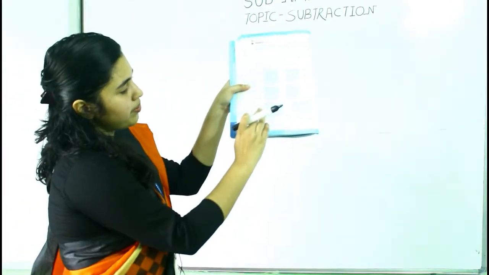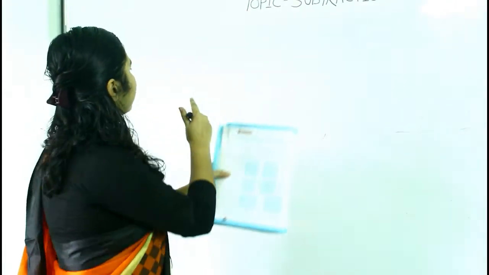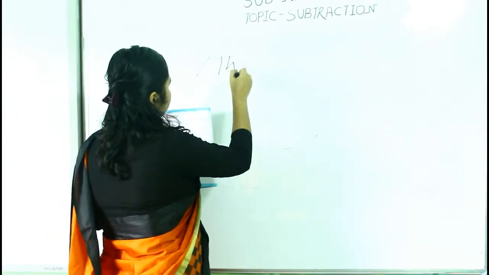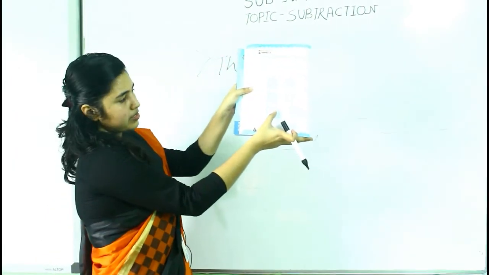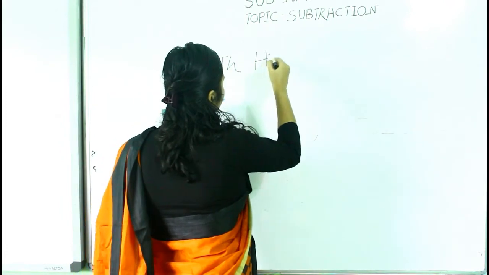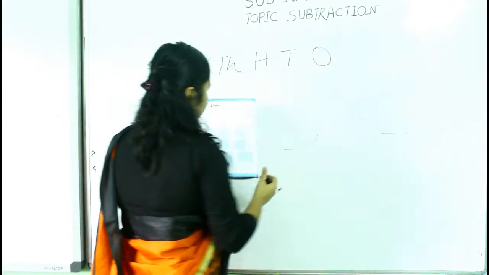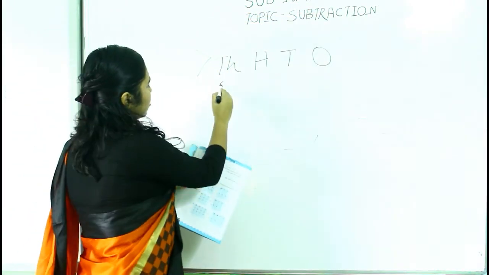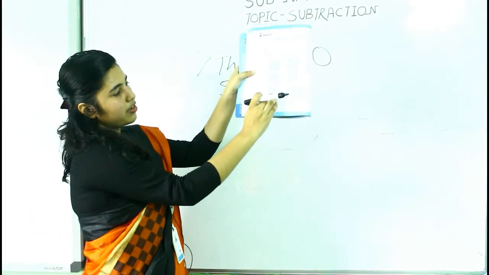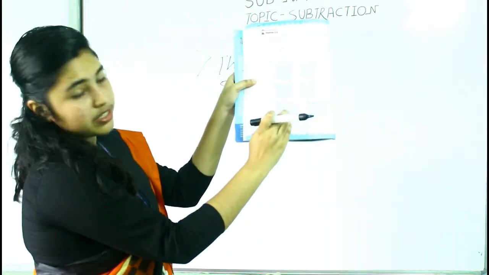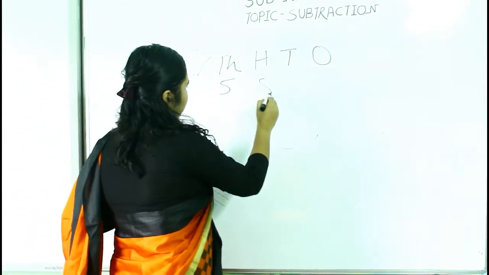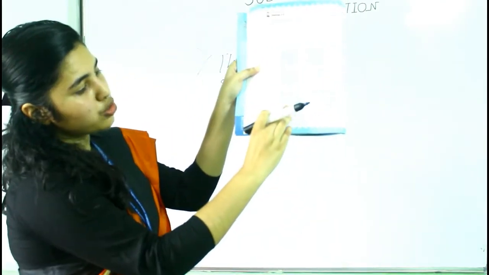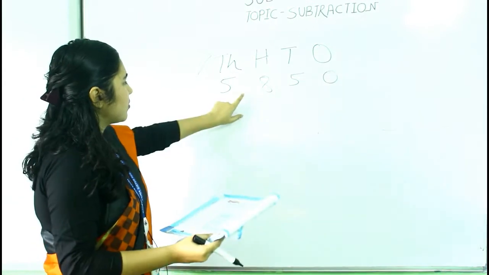Take another problem, problem number C. Here we have digits up to thousands place. So take 1000, 100, tens, ones. Here first subtract these two numbers. So this one is a bigger number, which is 5850. Now subtract 3215 from this number.